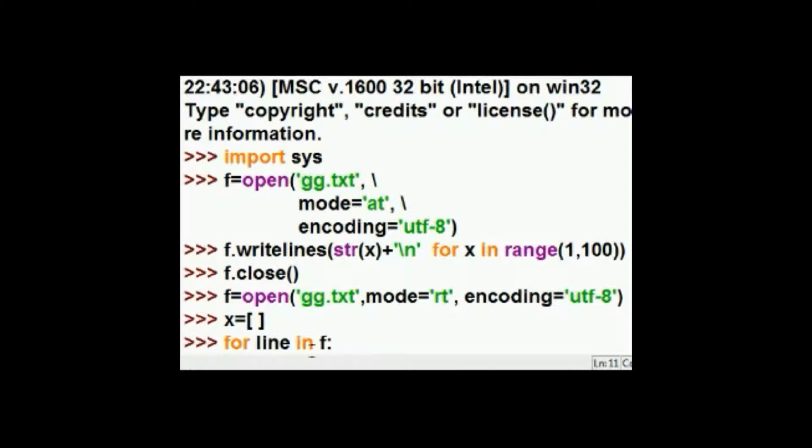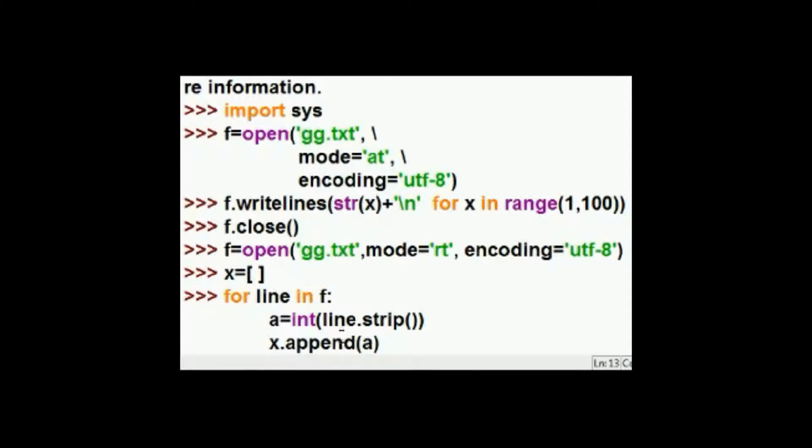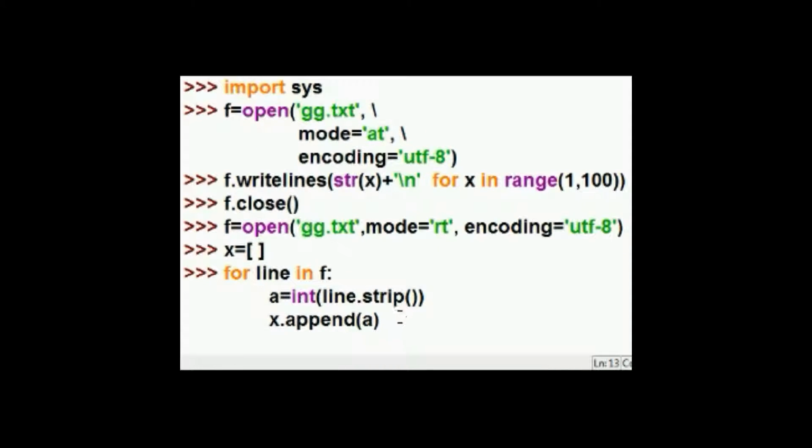For each line in F, this is what I want you to do. You're going to create a variable called A, and you're going to take that line, strip it of any extra characters that it's got on it, and then you're going to convert that to an integer and read that into A. That's what you're going to do. Then you're going to append A into X. That's the list over here. Alright, that should do it. Let's see how it works.